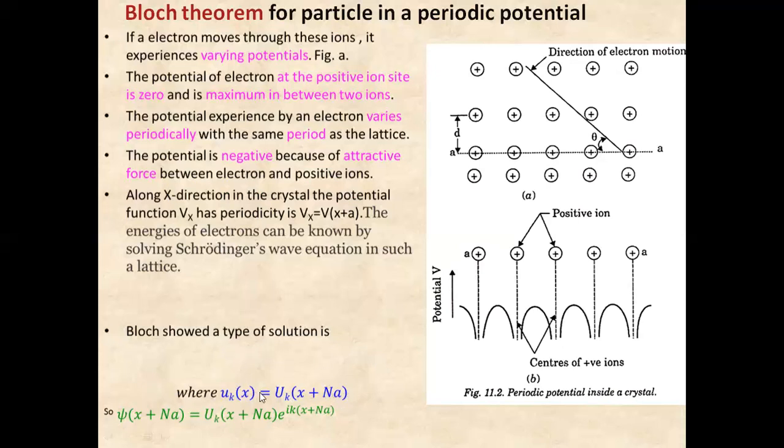In the Bloch function, we consider the wave function psi(x + na) = u_k(x + na) e^(ik(x + na)). This is the wave function in the Bloch theorem, as explained by Bloch.